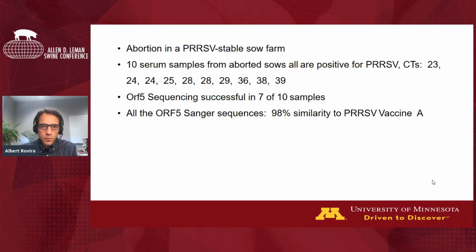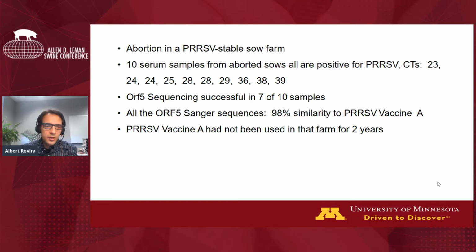And what we found in all of them was the same sequence, the same OR5 sequence, and it was 98% similar to PERS vaccine A, one of the commercial modified live vaccines in the US. And so that was strange. We were not expecting to see vaccine in sows that just aborted, but it's even more strange because vaccine A had not been used in that farm for 2 years.